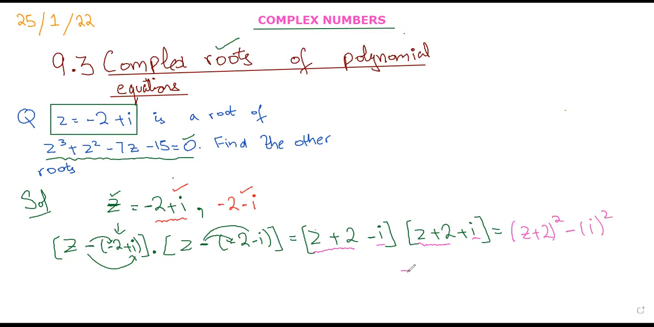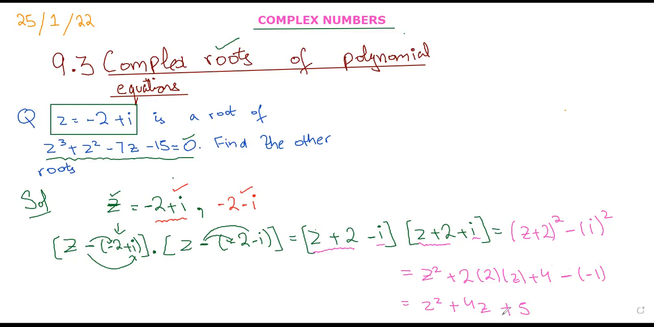Okay, and if we simplify this, what do we get? Z square plus 2 into 2 z plus 2 square, that is 4, minus into iota square is minus 1. So what do you get? Z square plus 4z plus 5. Any questions so far?